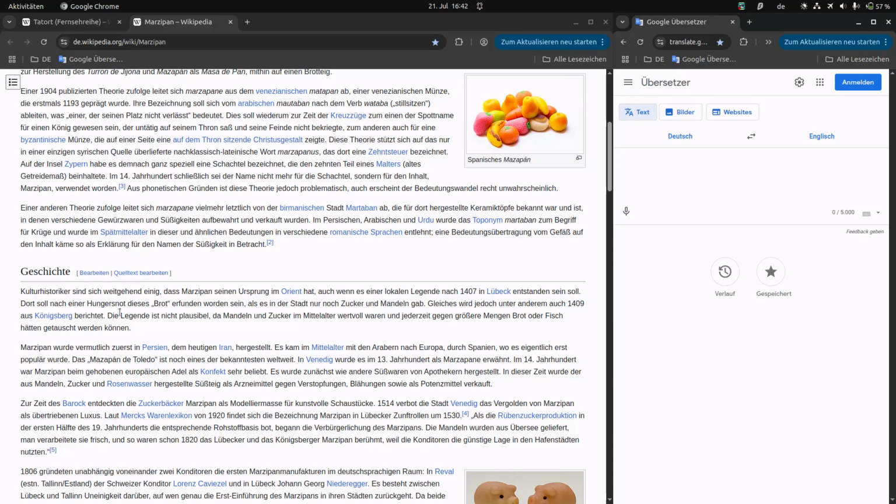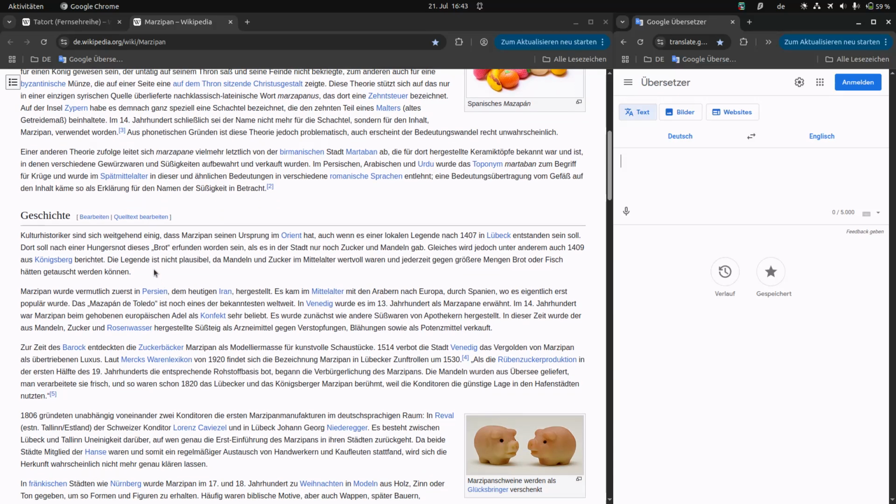So, Kulturhistoriker sind sich weitgehend einig, dass Marzipan seinen Ursprung im Orient hat, auch wenn es einer lokalen Legende nach 1407 in Lübeck entstanden sein soll. Dort soll nach einer Hungersnot dieses Brot, in Anführungszeichen Brot, erfunden worden sein, als es in der Stadt nur noch Zucker und Mandeln gab. Gleiches wird jedoch unter anderem auch 1409 aus Königsberg berichtet. Die Legende ist nicht plausibel, da Mandeln und Zucker im Mittelalter wertvoll waren und jederzeit gegen größere Mengen Brot oder Fisch hätten getauscht werden können. Let's just for now leave it at that.